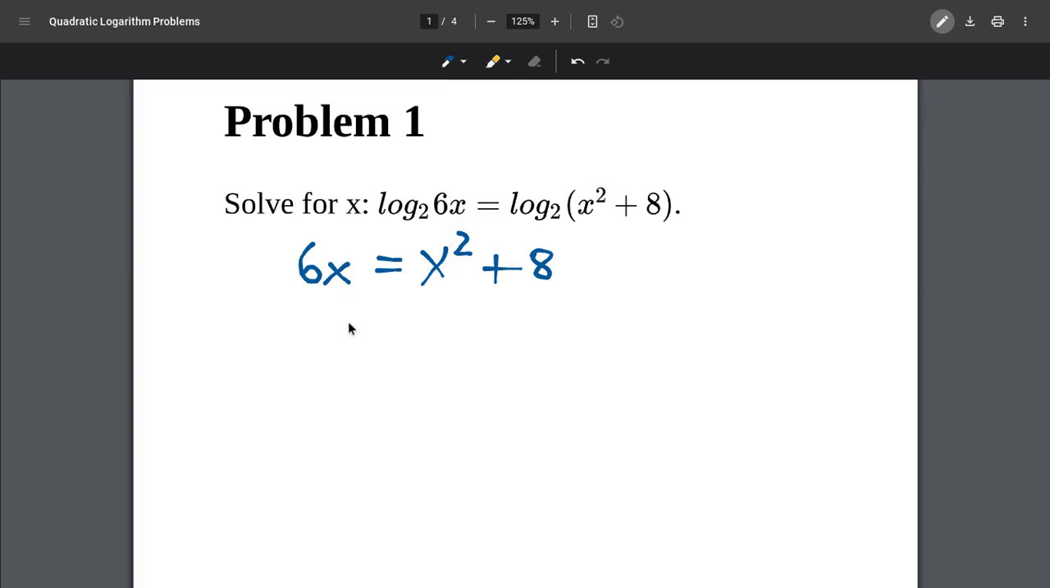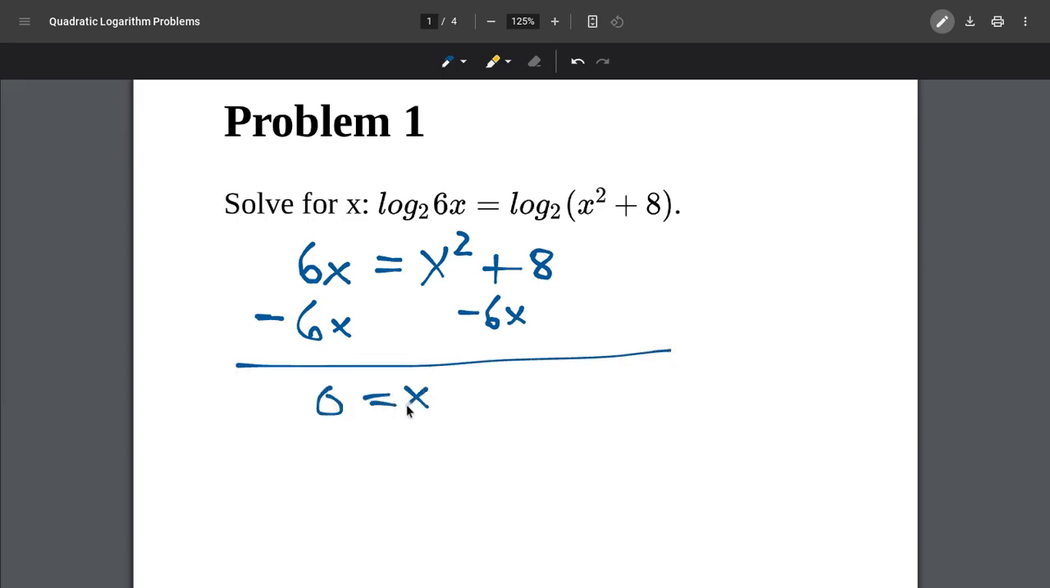All right, so now I want to get one side equal to 0. So I'm going to subtract 6x from both sides, and I'm going to get 0 equals x squared minus 6x plus 8. And this is a factorable quadratic.